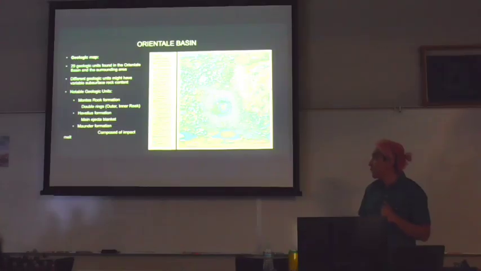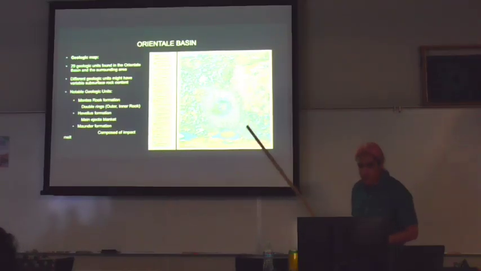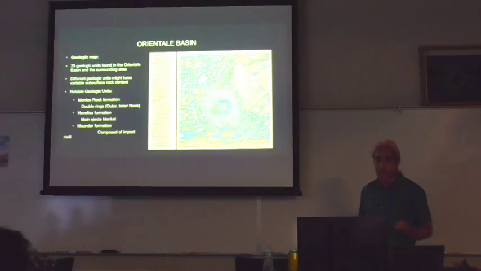From this map here, which is actually a colorization of an existing map, we've located 29 geological units in Oriental Basin and in the surrounding highlands. Different geologic units might have different subsurface rock content. Some of the notable geologic units include the Montes Rook Formation, which creates the double rings that you see here towards the center. There's another ring here, and then there's one in there. There's the outer rook and the inner rook.